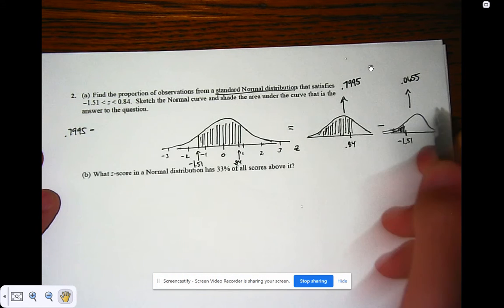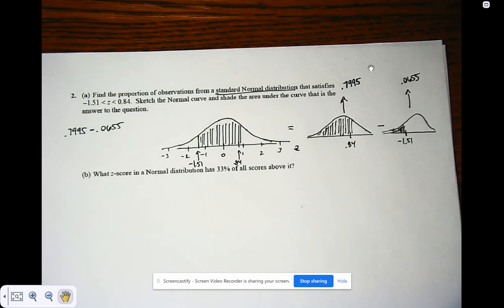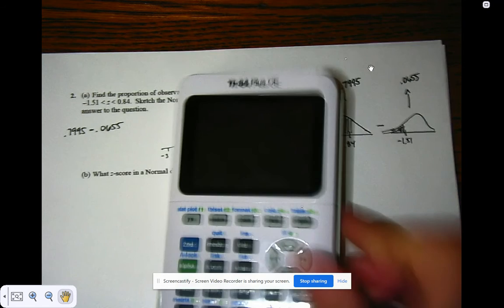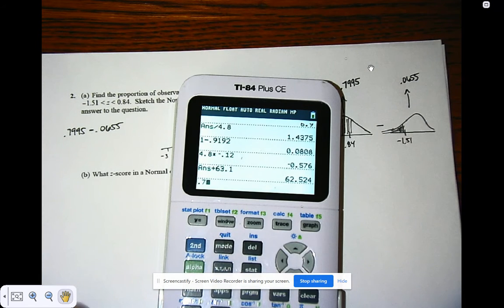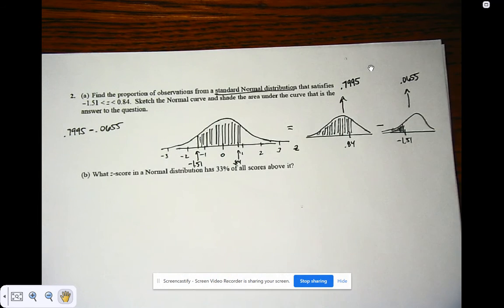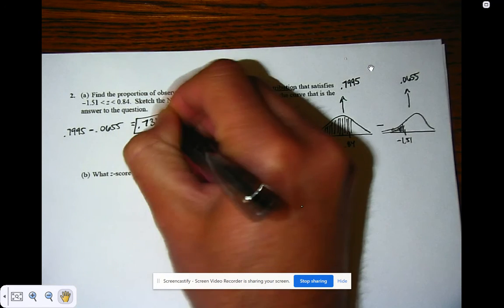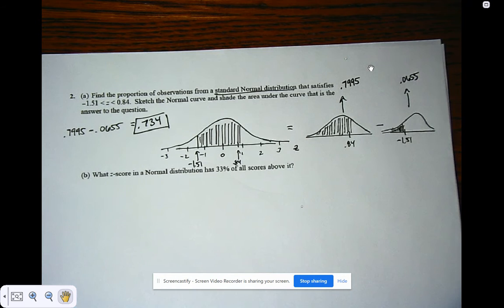Okay, and so your answer, right, all we're going to do is we're going to say, well, what is 0.7995 minus 0.0655? Grab your calculator, and 0.7995 minus 0.0655 is 0.734. So equals 0.734. Okay. All right.